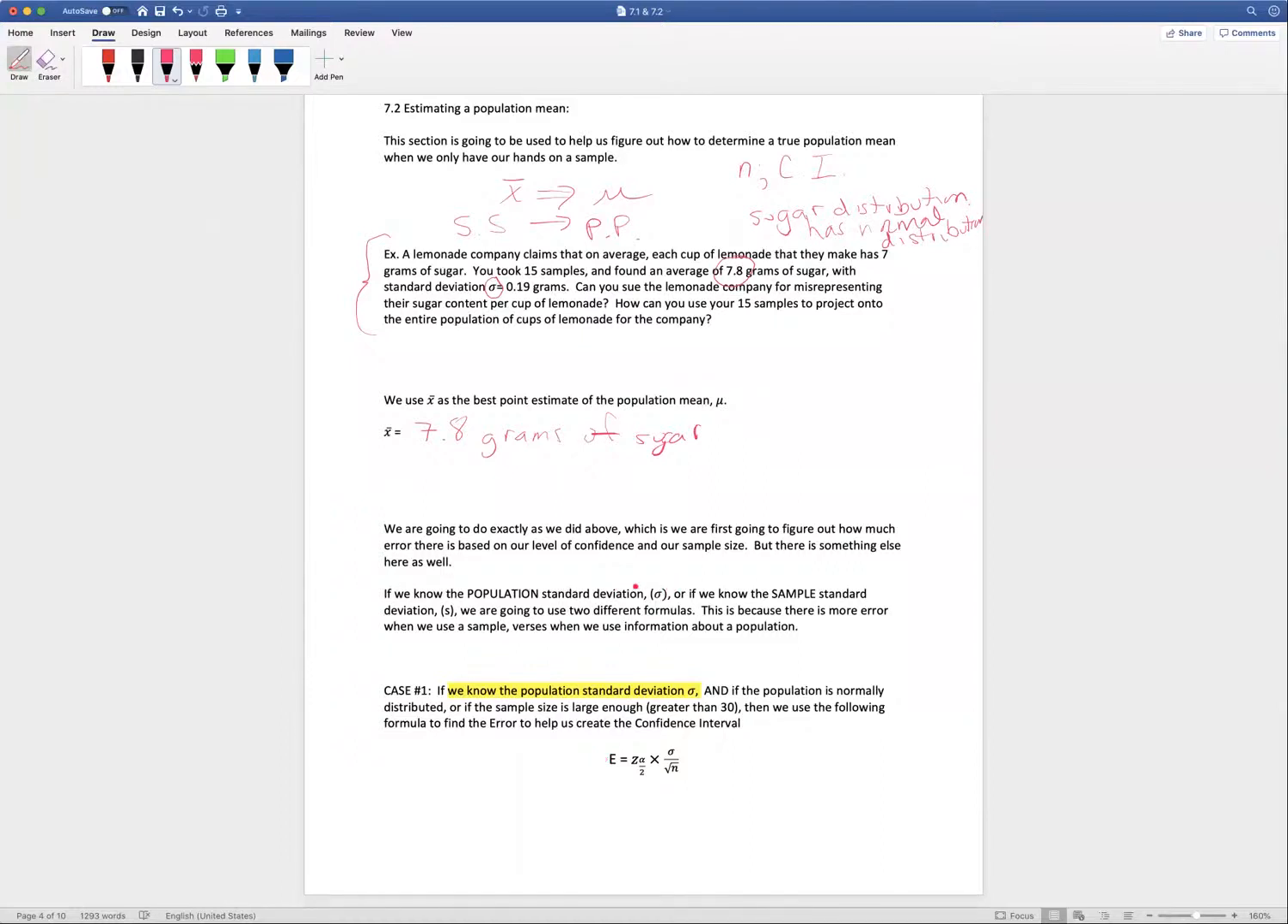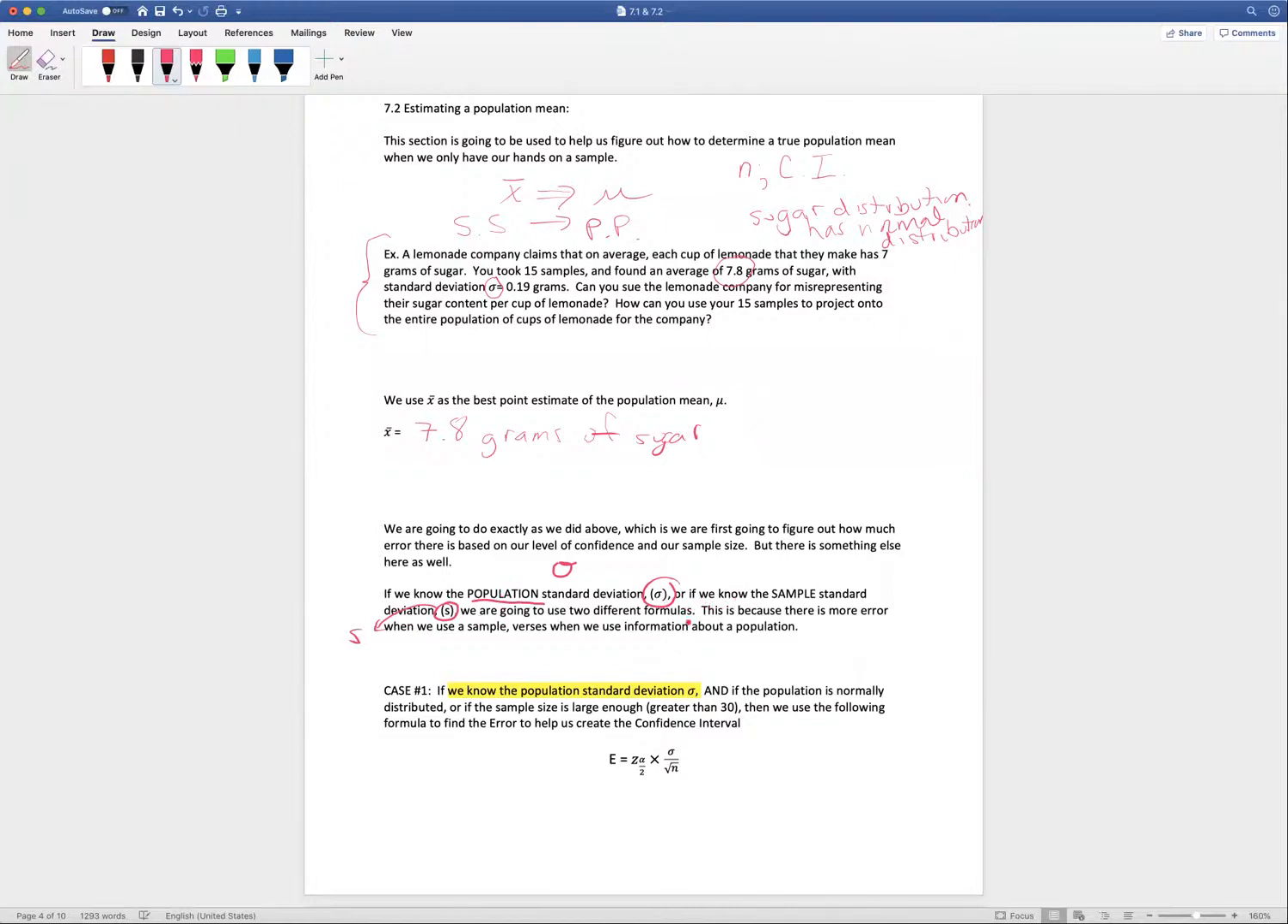the standard deviation. Are we dealing with a population standard deviation, which, as you guys know, is sigma? Remember that when you see Greek letters, we're pretty much talking about a population parameter. Or do we know the sample standard deviation, which is S? And if that's the case, so if we have sigma in one example and S in another example, we're going to use two different formulas. And the reason is this.